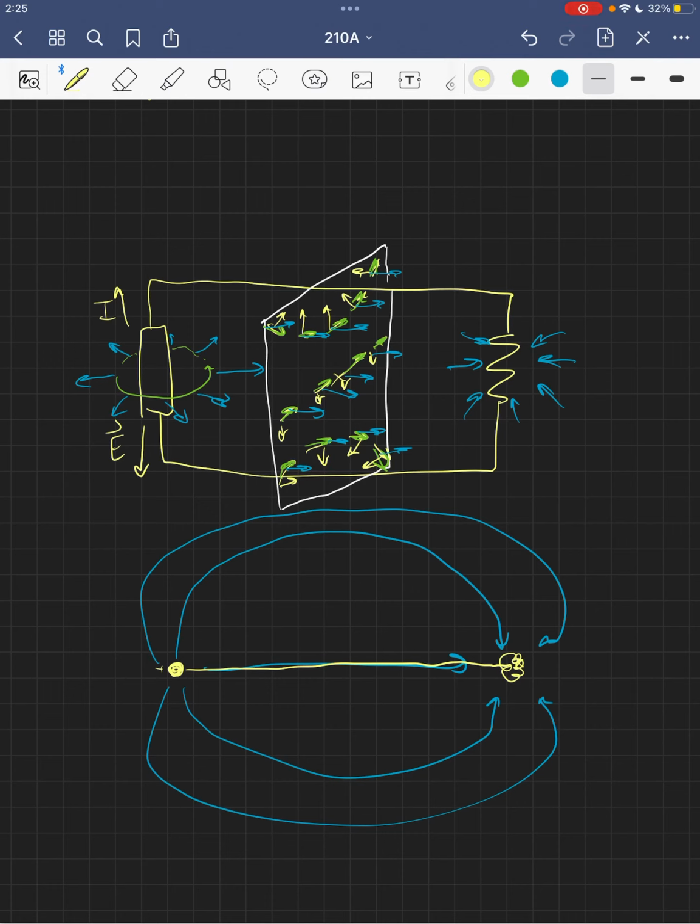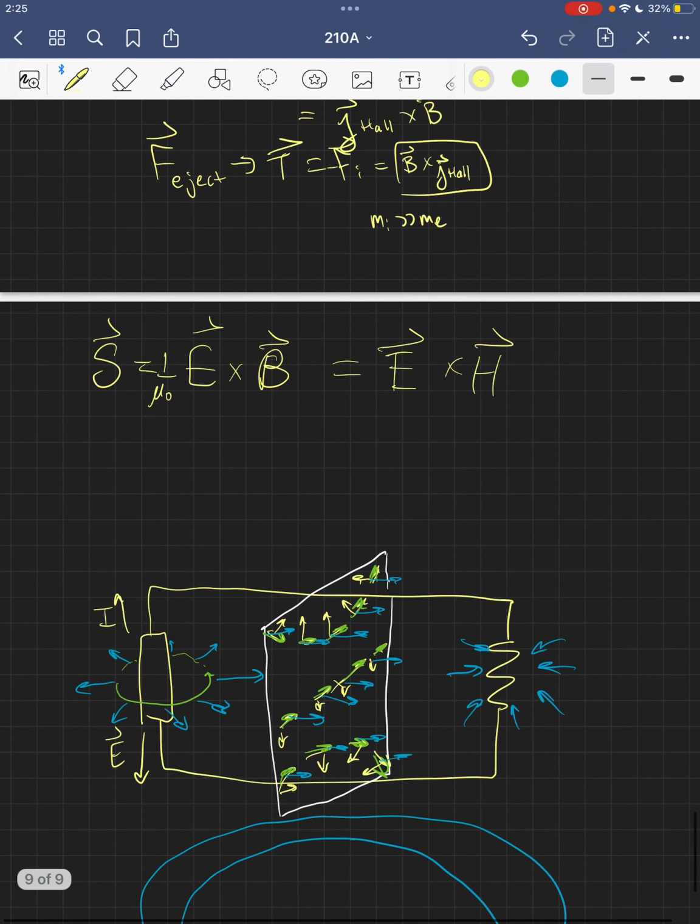So with the Poynting vector, what's more important is thinking about its direction, but you can always get it with this formula. And it will come up more when we talk about electromagnetic waves, because the Poynting vector tells you that it goes in the same direction as the direction of propagation of your electromagnetic wave.